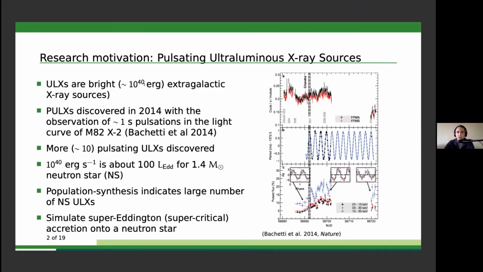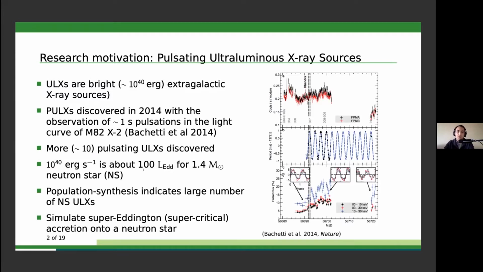In 2014, one of these ULXs was discovered with pulsations, specifically 1 second coherent pulsations. And what that implied was that the central object should be a neutron star. And since then, there's been something like 10 of these pulsating ULXs found.